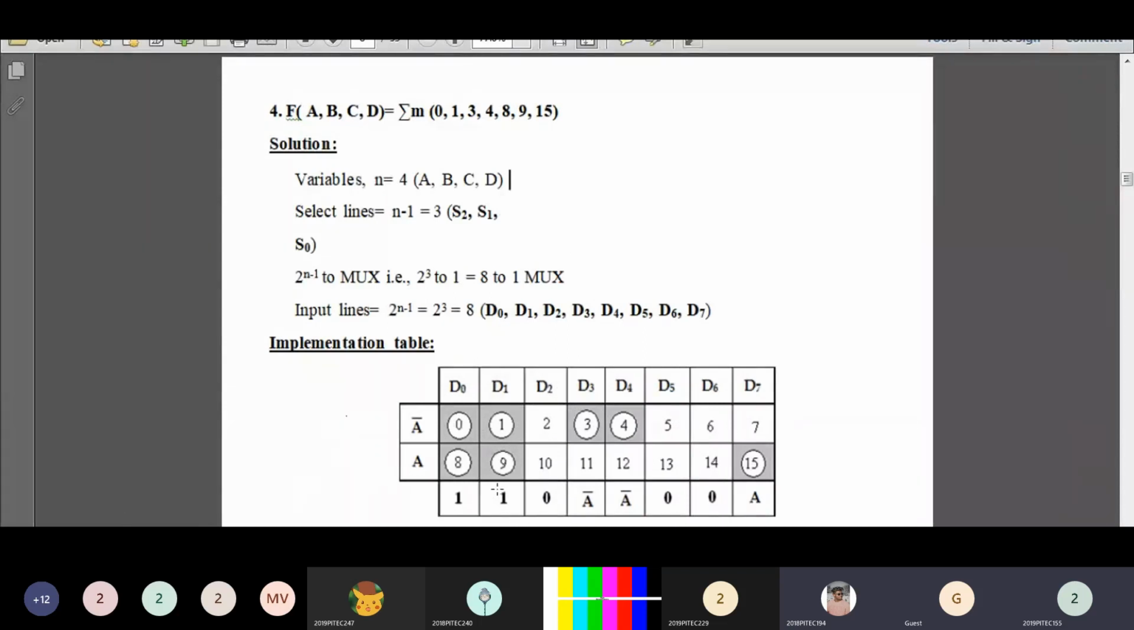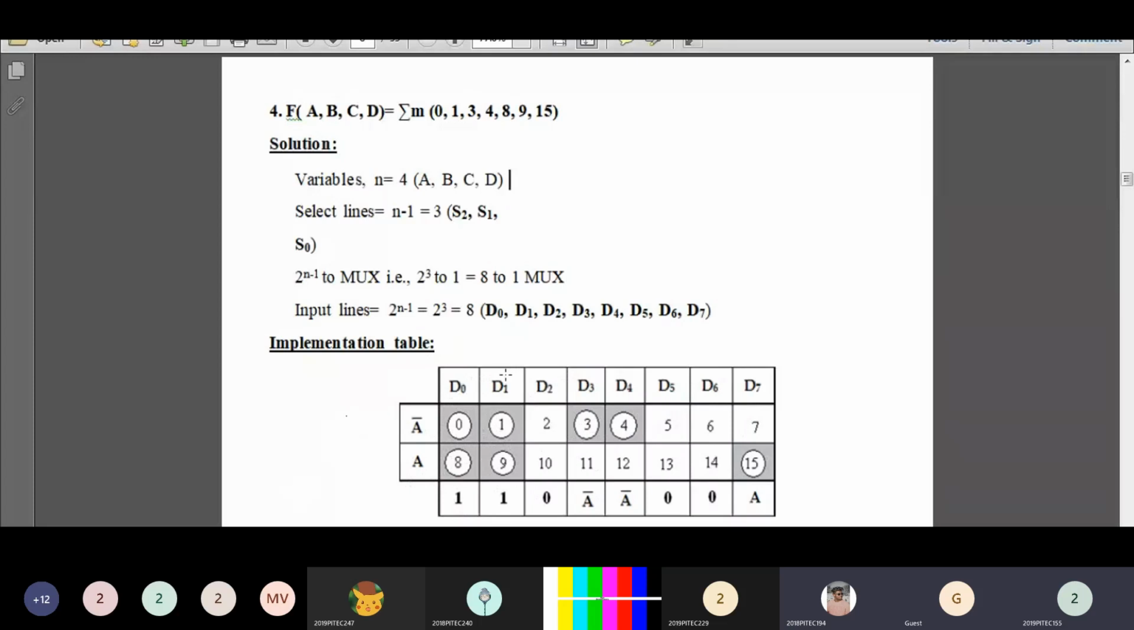After that, you have to write the value of D naught. Look at the D naught column. In the D naught column, the minterms 0 and 8 are there. Both the minterms are circled, so you have to put 1. If both the minterms are not circled, you have to put 0. If both the minterms are circled, you have to put 1. If only one of the minterms is circled, you have to see the variable in the row side. In the first column, both the minterms are circled, so you have to put 1.